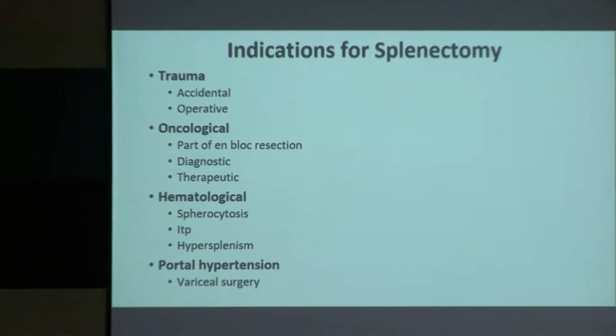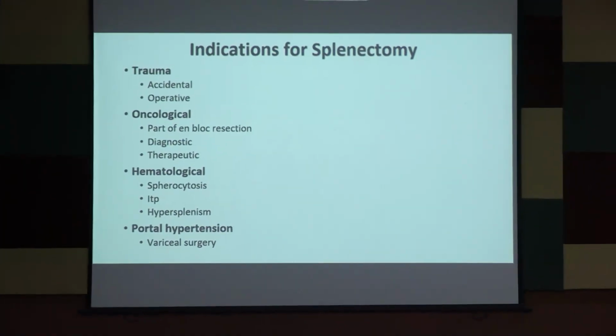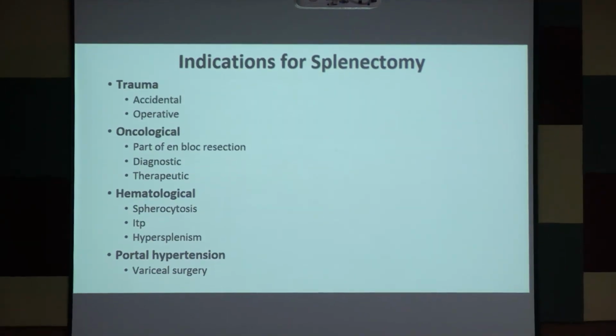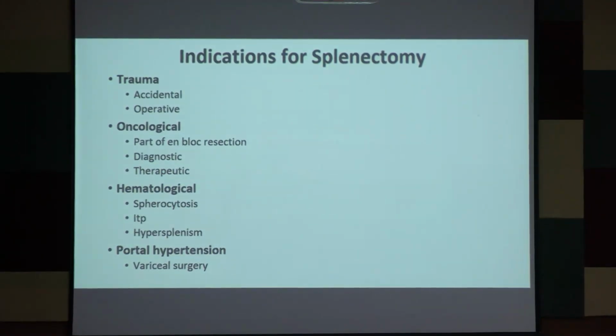Now, in short, I will be covering the indications for splenectomy. The basic indication is trauma, which can be either accidental or during an operation if there is any injury. Oncological, it is a part of the en bloc resection. If the spleen is associated with any other malignancy, the spleen needs to be removed. Apart from that, diagnostic, it is not practiced these days.